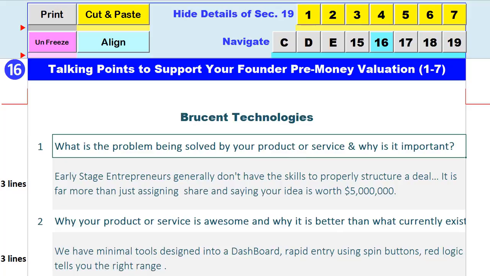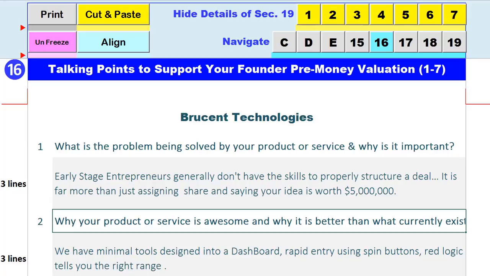So what's the problem being solved by your product and service, and why is it important? Why are you in business? What is it that you're going to solve? How are you going to help the world, or how are you going to help a particular group of people? There's got to be a problem. There's got to be something that you're going to solve with your technology, your product, or your service.